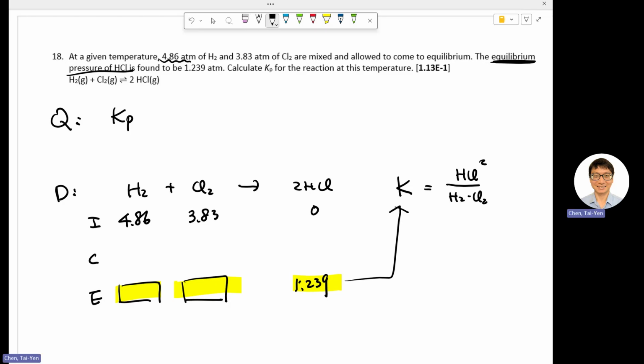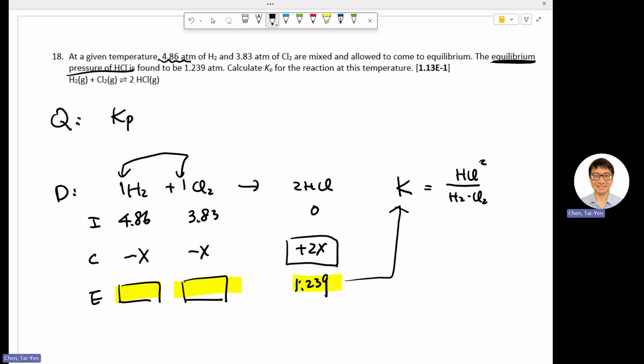Okay, so in order to get the numbers from your row I to row E, we need to say your reactant is going to decrease by X. Since your H2 decreased by X, your Cl2 will decrease by X as well, because the coefficients are the same. It means they consume the same moles of H2 and Cl2, right? So if you assume H2 decreases by X, then it will decrease by the same amount for your Cl2. Okay. How about this?